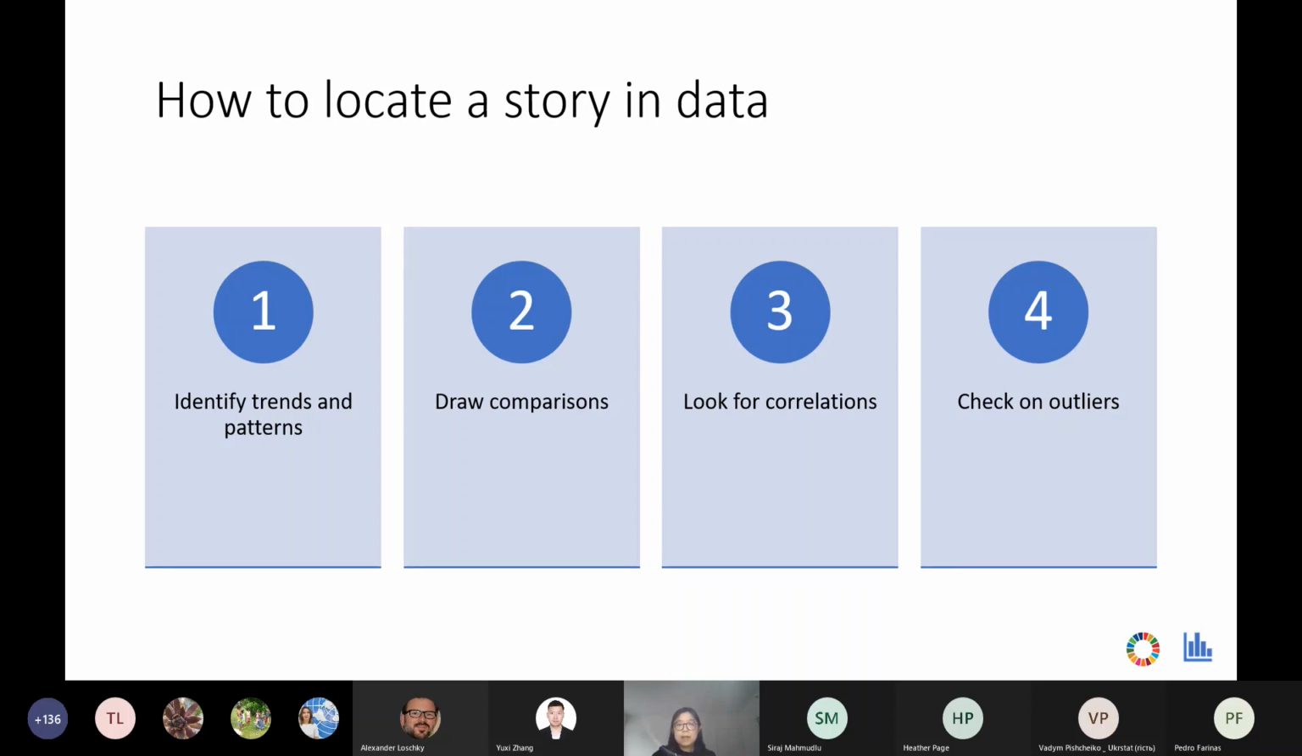The first step in data storytelling is to locate a story in data. So there are 4 commonly used approaches. First one is identify trends and patterns. Second one, draw comparisons. Third, look for correlations. And the last one, check on outliers. There may be other approaches that you can use because you're experts on data, so you know how to approach, how to pull the stories out of it. So these are only 4 of the most commonly used approaches.